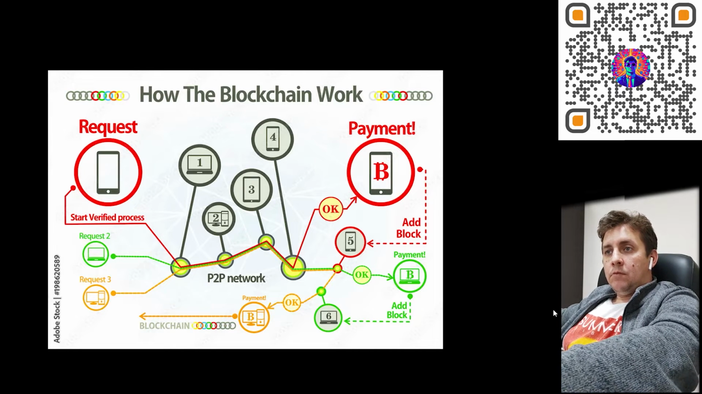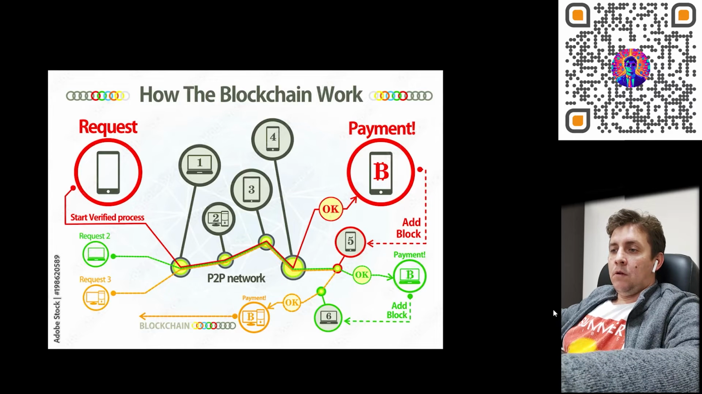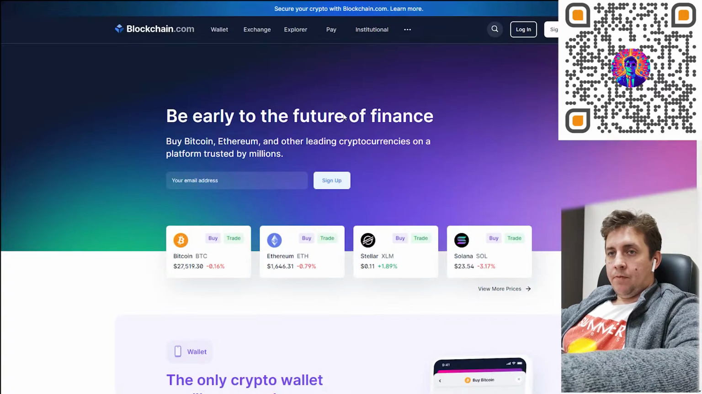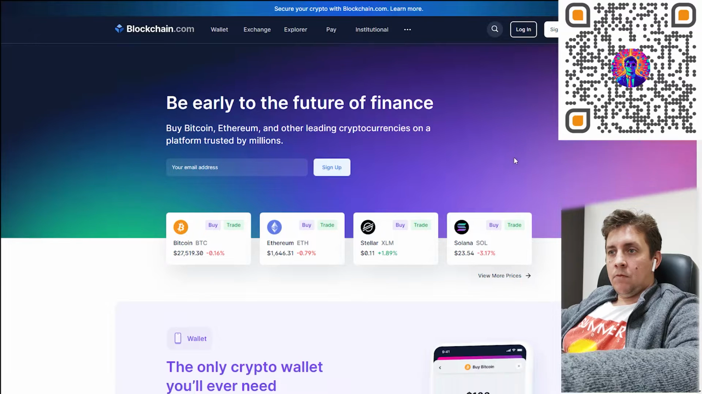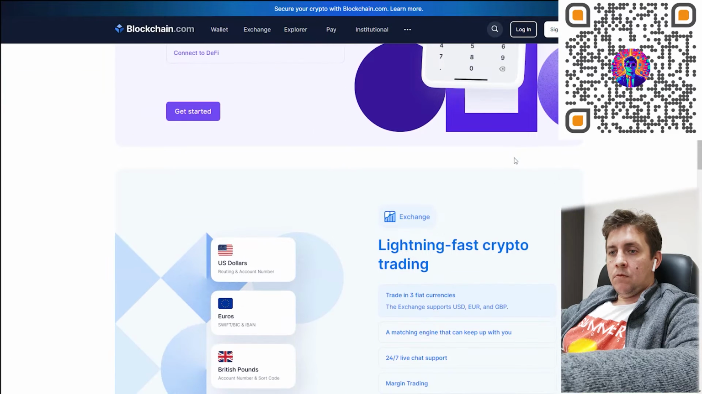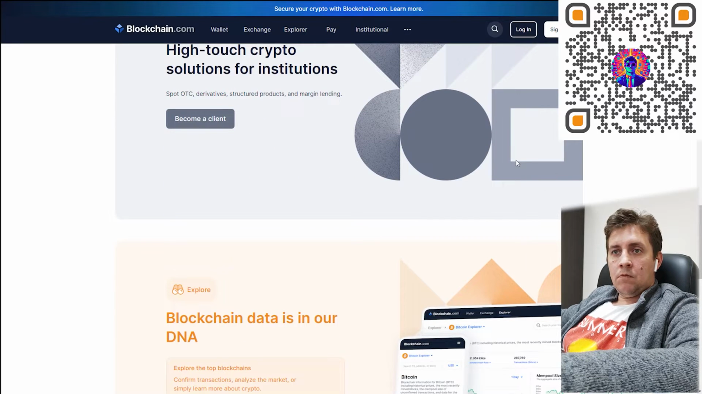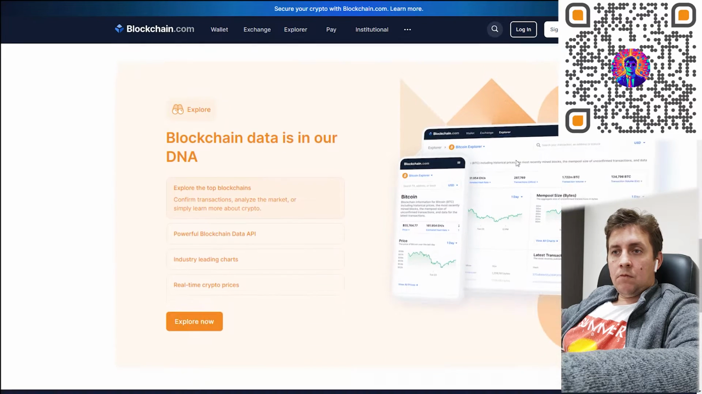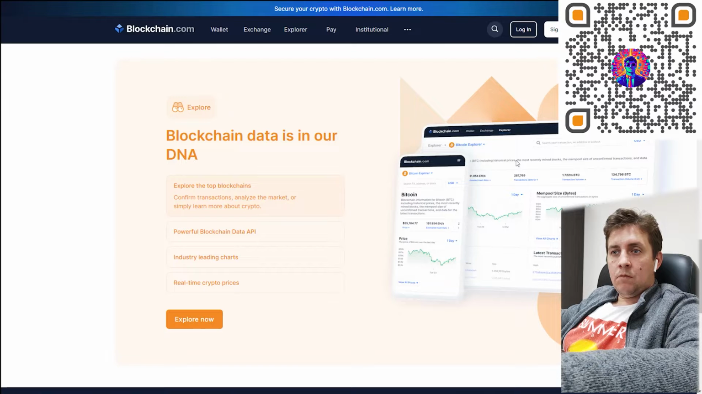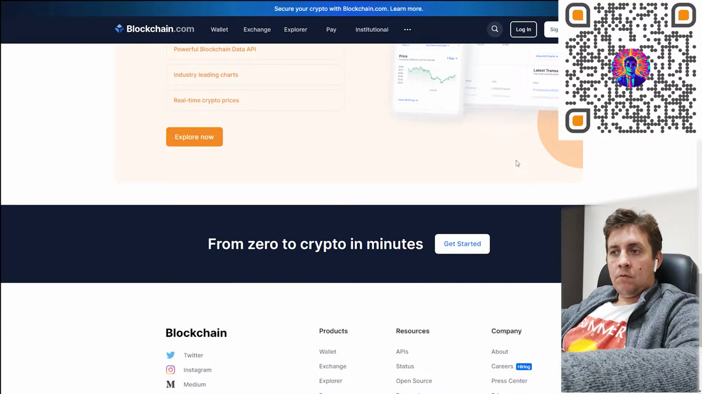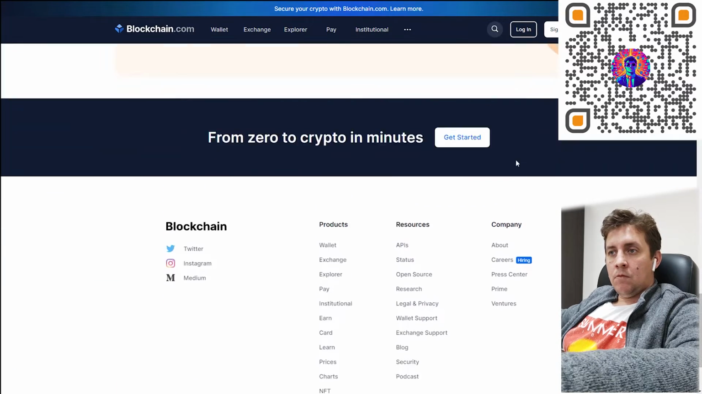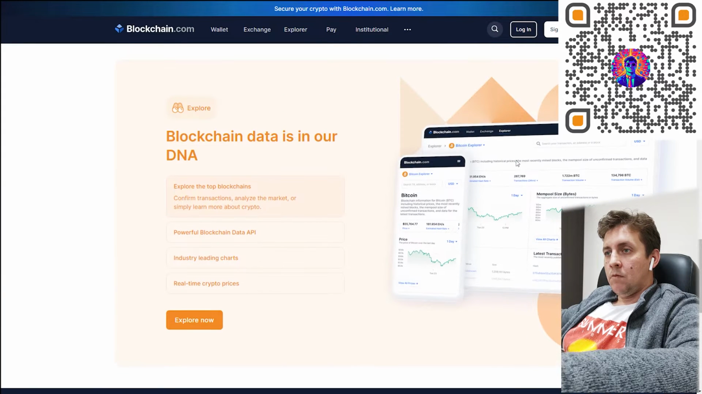Decentralization and trust. A defining feature of blockchain is decentralization. Unlike traditional systems that rely on central authorities, blockchain operates on a peer-to-peer network. This means no single entity has control, and transactions are validated collectively by network participants. This decentralization fosters trust, as there's no need to rely on intermediaries.